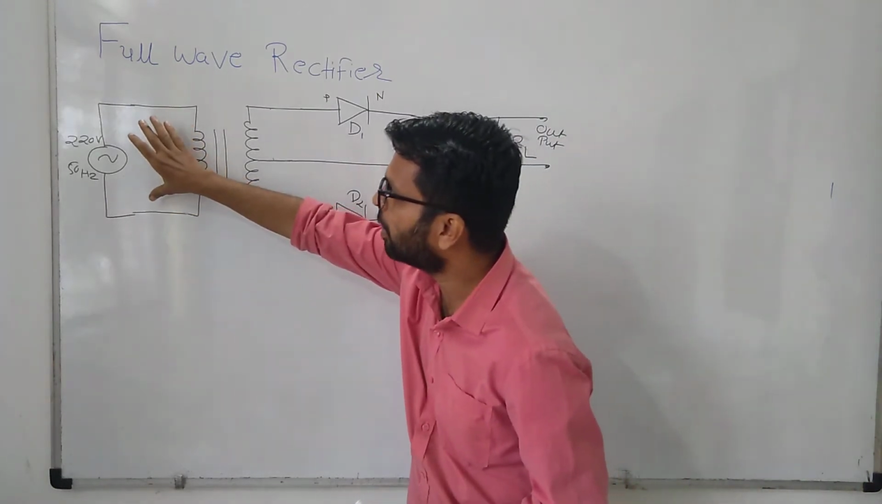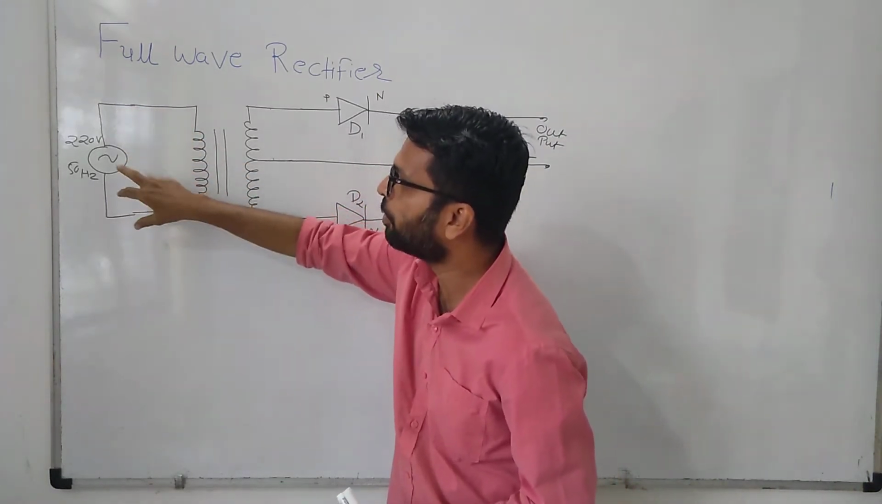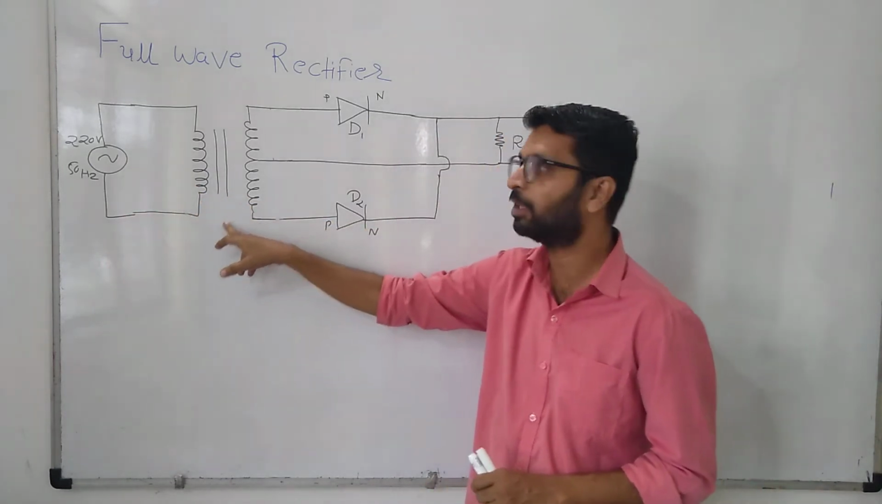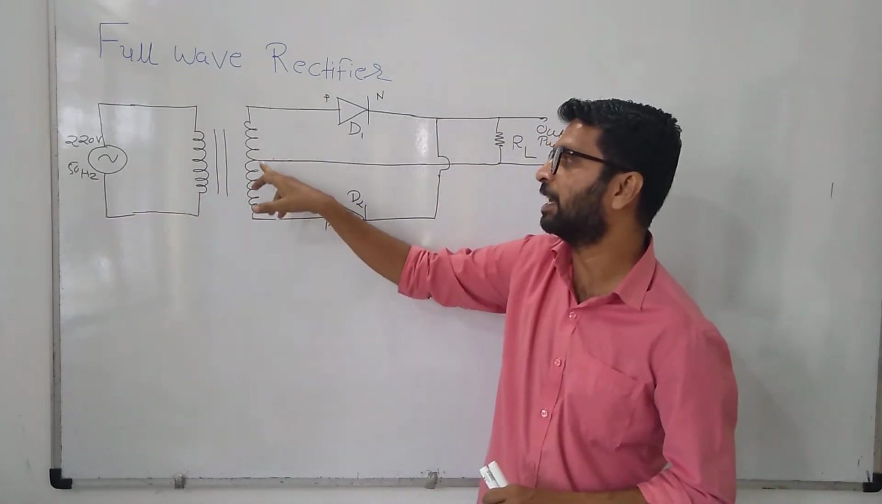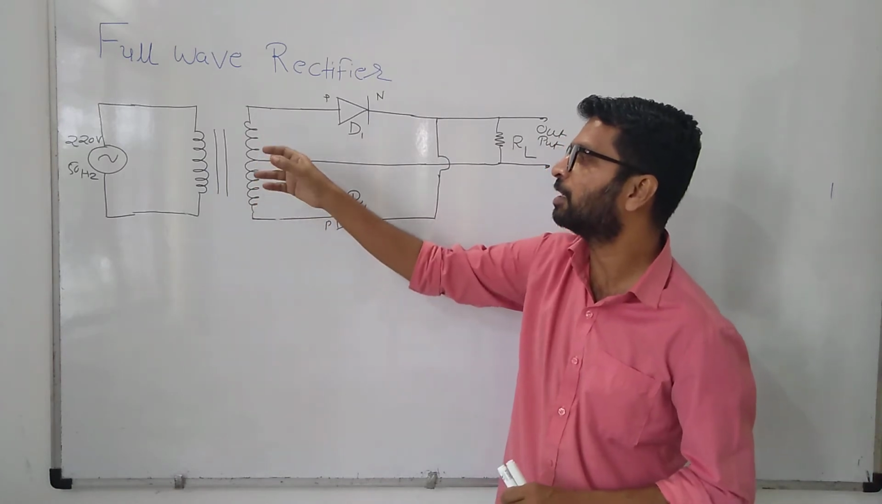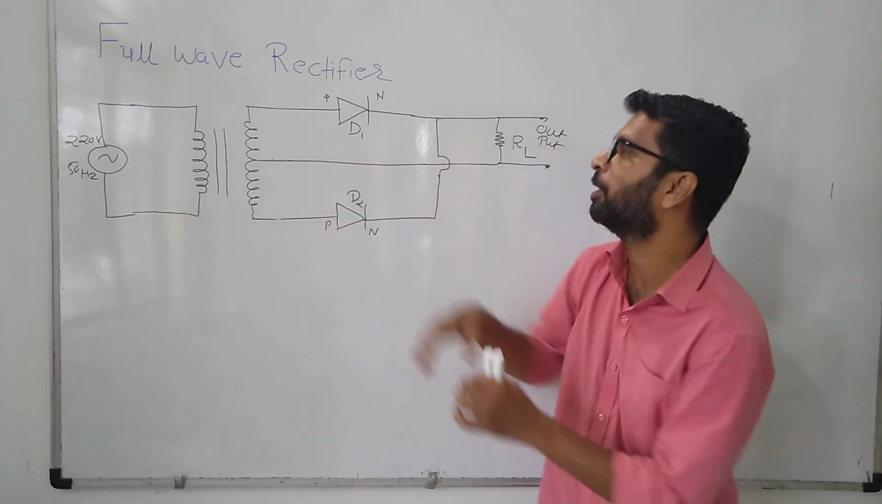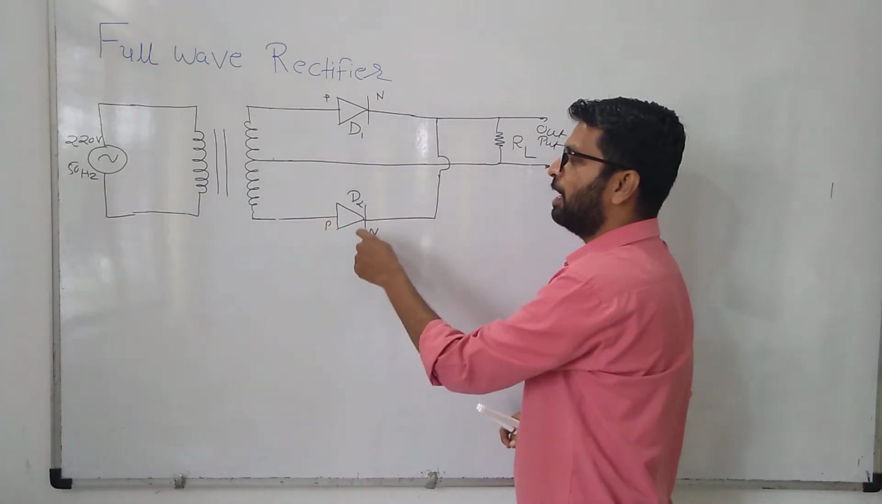So, this is the input side, where I have connected this AC source. Then it is connected to a transformer. On the secondary side, this transformer is tapped from the center, that's why it is called a center tap transformer. And then these are D1 and D2.